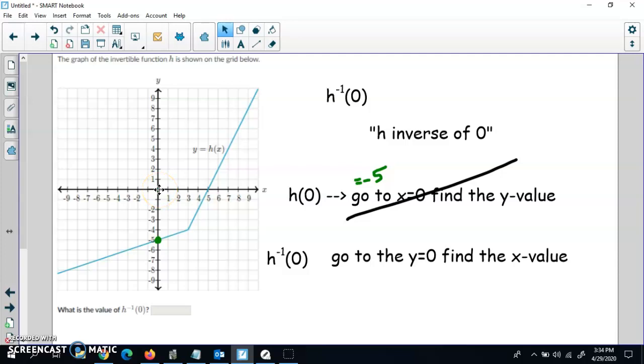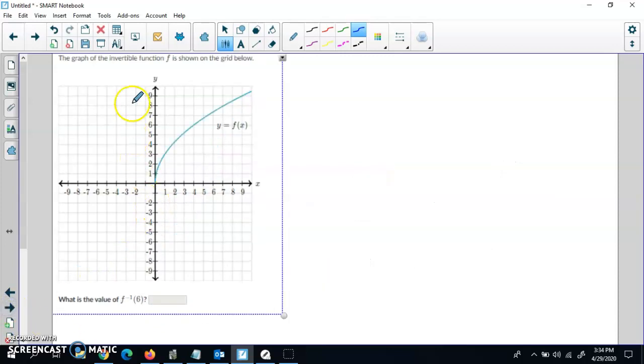We're going to go where the x value. So the x value is going to be side to side. So where do we cross side to side when h is 0? It's right here. At this point right here. This is the point at 5. Because we went to where Y is equal to 0, and we found the x value. So the answer would be 5. Okay, equals 5.